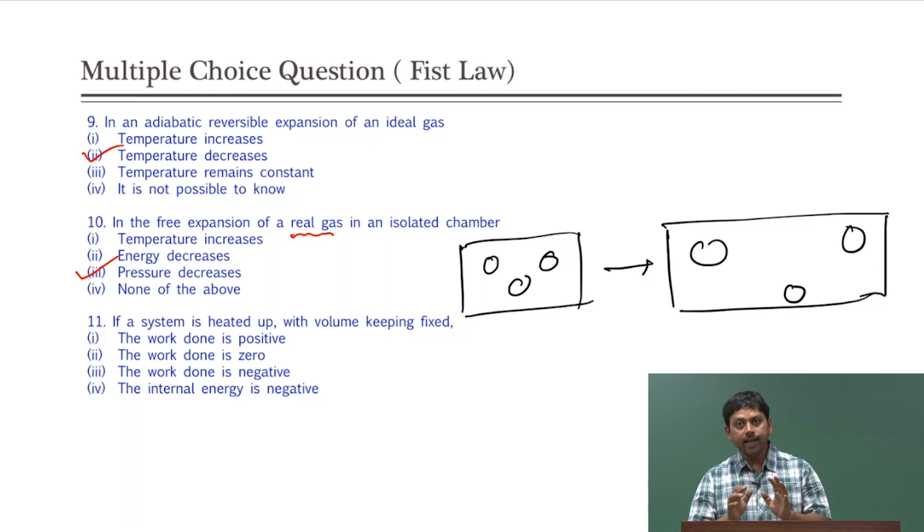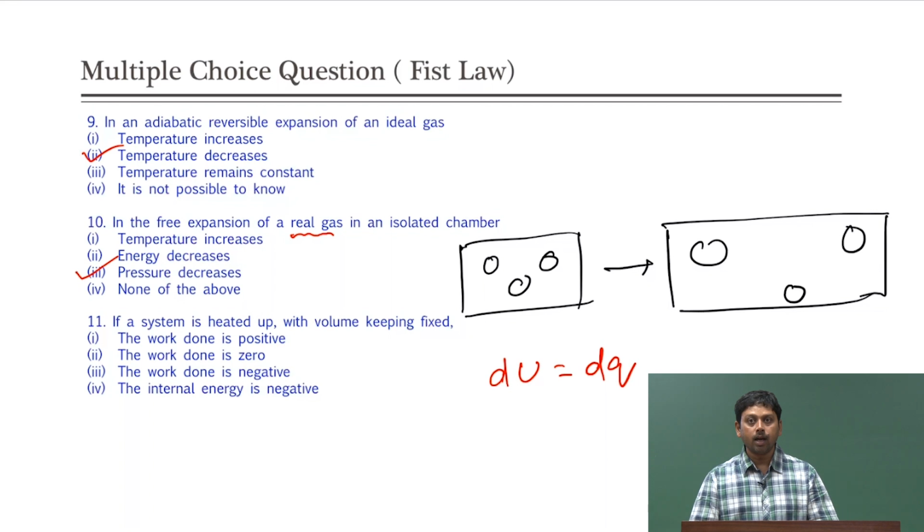So, you are putting heat into the system and not allowing the volume to change, which means the work done is 0, because there is no volume change, as we already discussed. Which means dU is nothing but dQ. And is dQ positive? Yes, because we are heating up the system. So, your internal energy has to increase. So, "change in internal energy is negative" is wrong, because it will be positive.